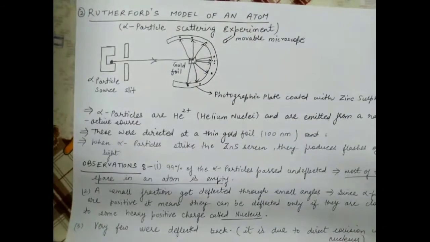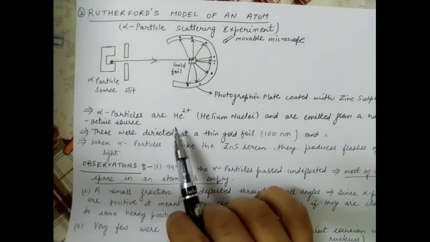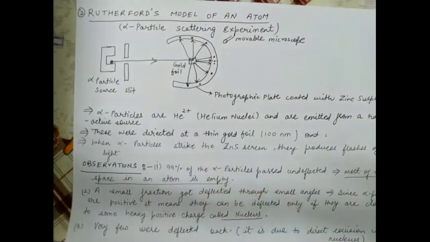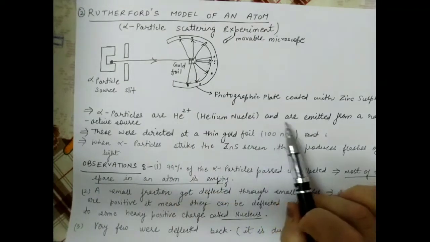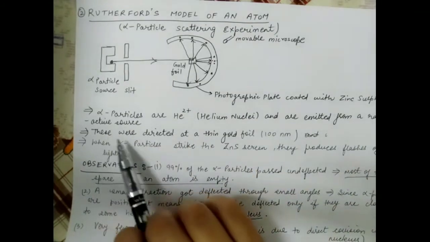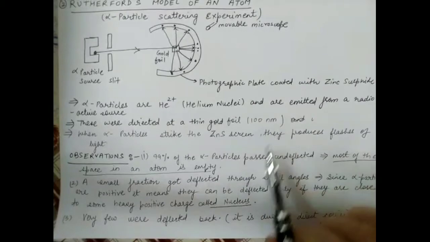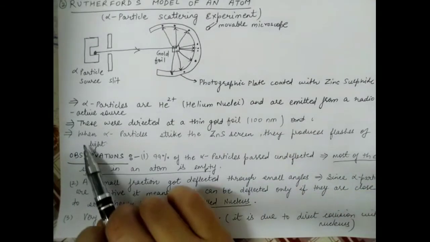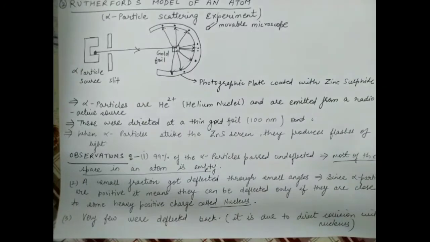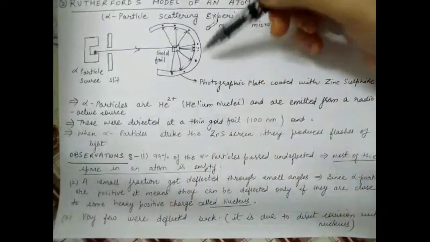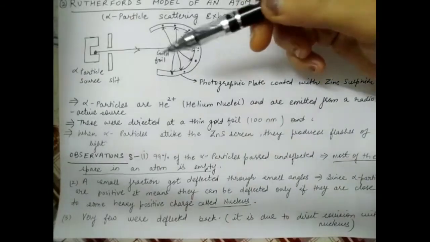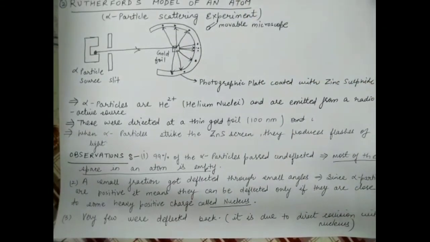First of all, let's discuss what alpha particles are. Alpha particles are helium nuclei, which means they are positively charged. Helium has atomic number 2 and mass number 4. If I remove 2 electrons from helium, it will become He2+. This is the alpha particle, and these are emitted from a radioactive source. They were directed at a very thin gold foil. The thickness of the gold foil was 100 nanometer, very, very thin. When alpha particles strike the zinc sulfide screen, they produce flashes of light, which we can see. So this was the experimental setup for the alpha particle scattering experiment.